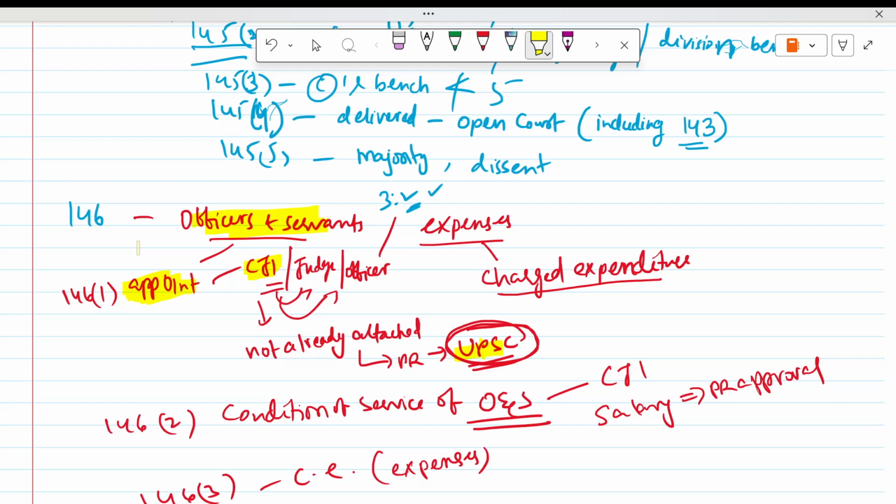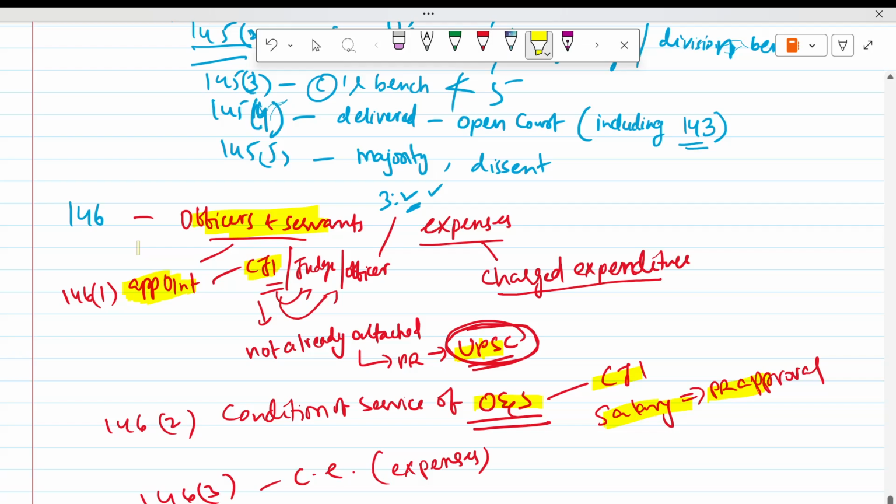Then under 146.2, the conditions of service of officers and servants are again rules made by the CJI. However, if you want to decide salary, etc., then the President's approval has to be taken with respect to those officers and servants. In 146.3, those expenses are covered under charged expenditure. That is, Parliament need not vote. It is guaranteed under the Constitution. There is no need to vote to withdraw from the Consolidated Fund of India.